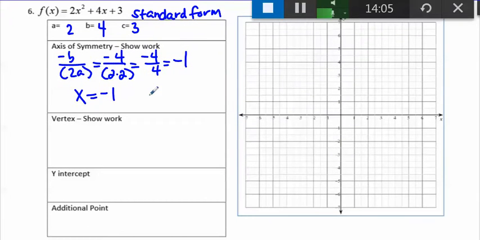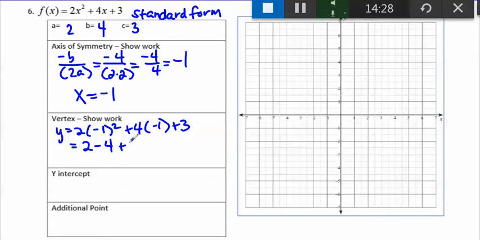To find your vertex, you're going to plug the x value of the vertex, negative 1, back into the equation to find the y value. So the y value is 2 times negative 1 squared plus 4 times negative 1 plus 3. Negative 1 squared is positive 1, so we get 2 minus 4 plus 3, which is 1. So your vertex has an x-coordinate of negative 1 and a y-coordinate of 1.